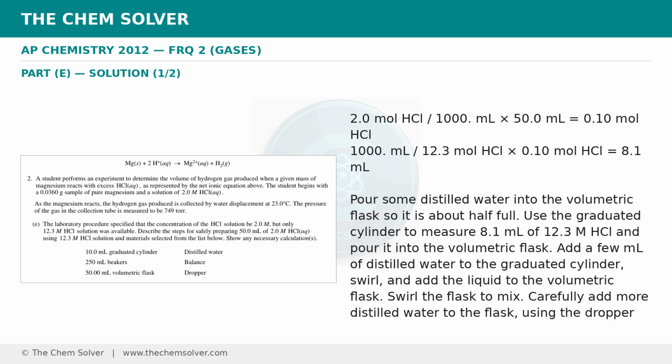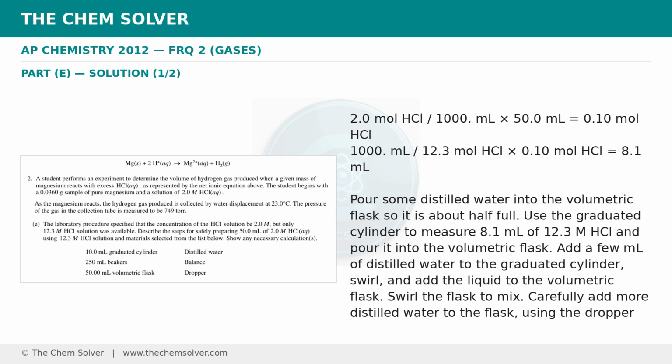2.0 moles HCl / 1000 mL times 50.0 milliliters equals 0.10 moles HCl. 1000 mL / 12.3 moles HCl times 0.10 moles HCl equals 8.1 milliliters.